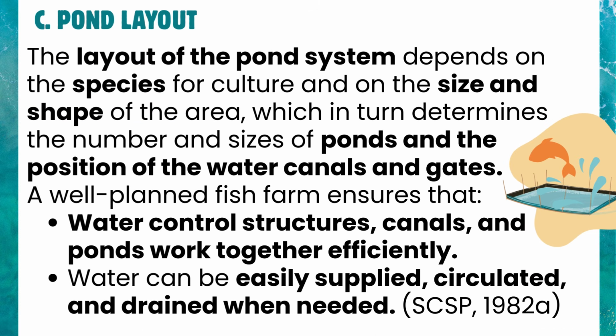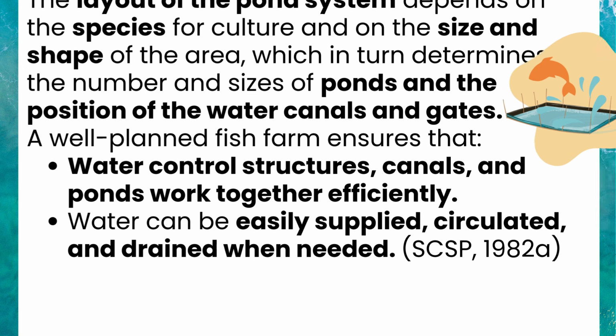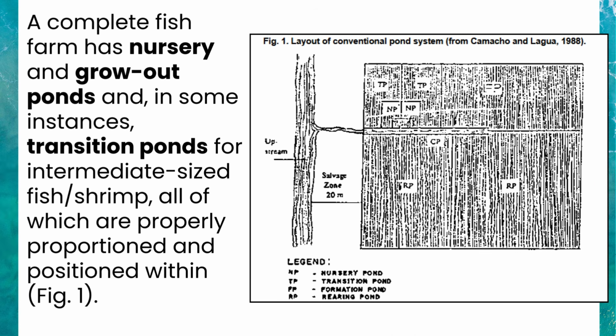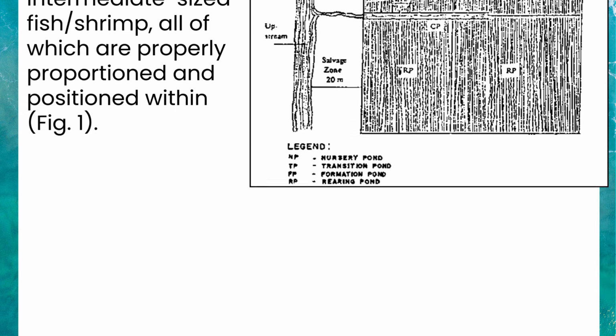C. Pond layout. The layout of the pond system depends on the species for culture and on the size and shape of the area, which in turn determines the number and sizes of ponds and the position of the water canals and gates. A fish farm is considered properly planned if all the water control structures, canals, and the different pond compartments mutually complement each other. SCSP, 1982A. A complete fish farm has nursery and grow-out ponds and, in some instances, transition ponds for intermediate-sized fish, shrimp, all of which are properly proportioned and positioned within.